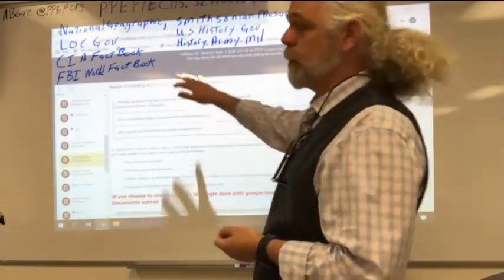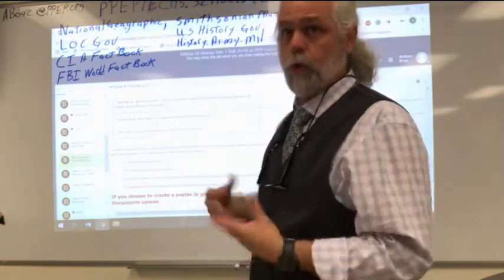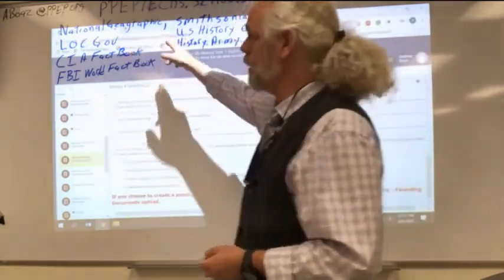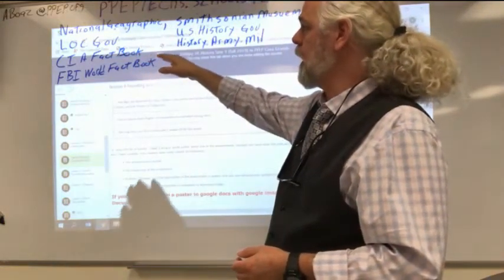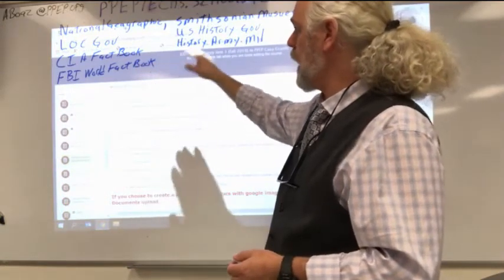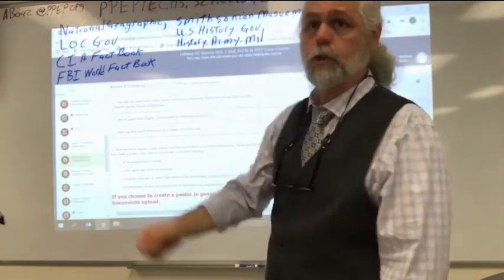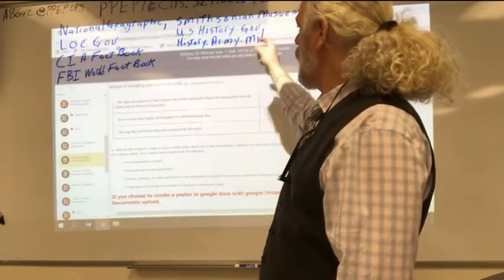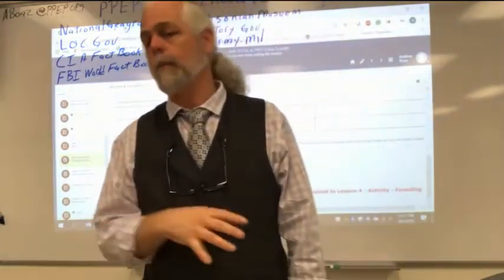Also, each video I'm going to do, I want to show you the different resources you can use when you're writing papers or just looking for information. You can use National Geographic, you can use loc.gov, you can use CIA World Factbook, FBI, Smithsonian Museum or Smithsonian Institution, or ushistory.gov, history.army.mil. Those are different ones that you can use. There are plenty more out there.